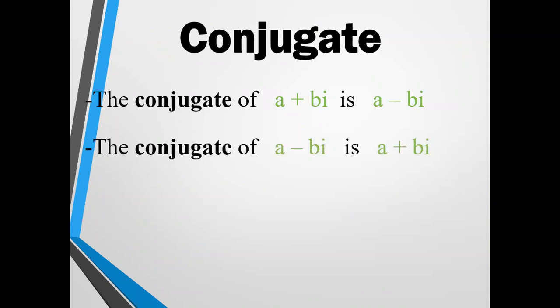The conjugate of A minus Bi is A plus Bi. By inspection, you will see that when you want to write the conjugate, the only thing that changes is the sign attached to the imaginary part. You can see this positive is now negative and this negative is now positive.